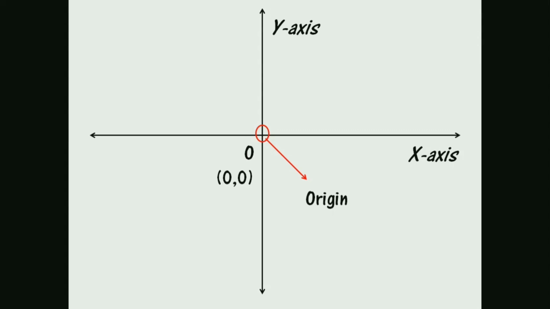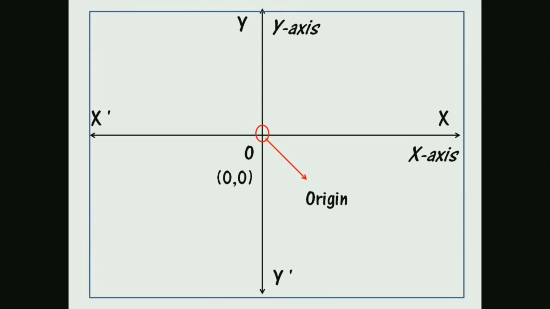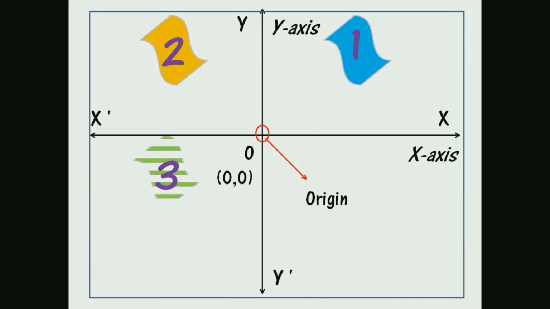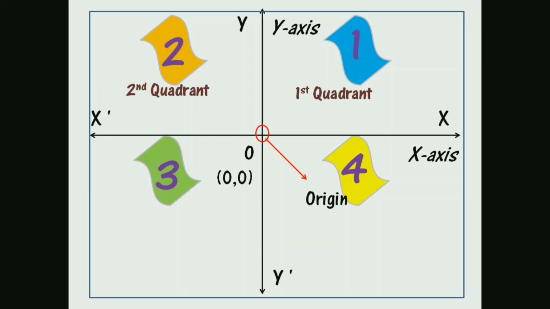The x-axis is named x dash, and the y-axis is named y dash. When these two axes are drawn in this way on any plain paper or any plane, they divide the plane into 4 equal parts, and each part is called a quadrant. This is the first quadrant, second quadrant, third quadrant, and this is the fourth quadrant.